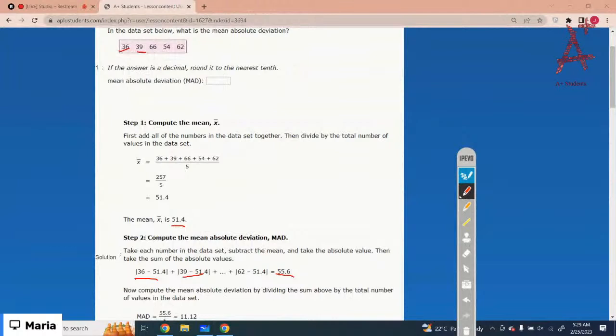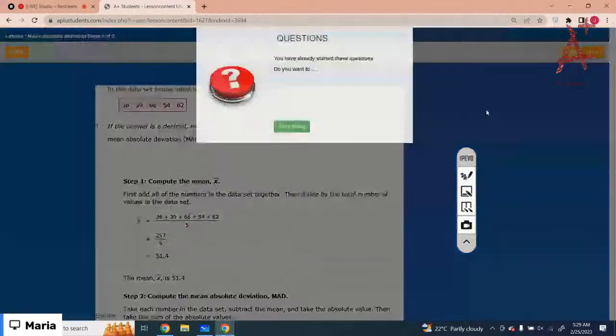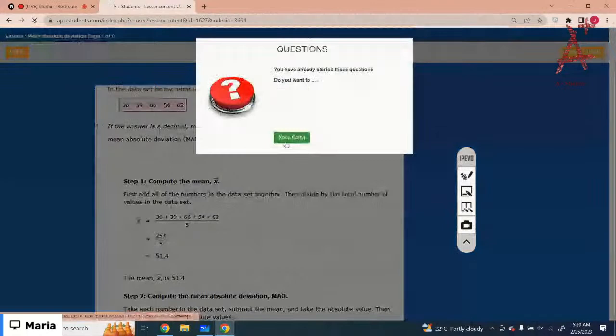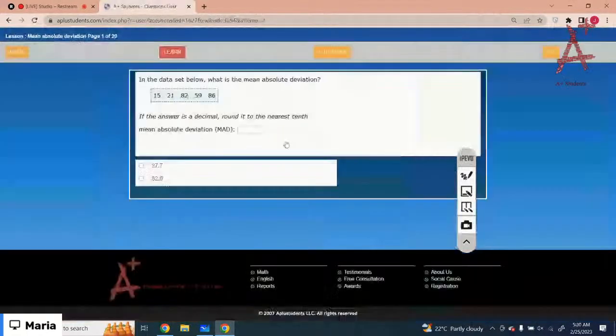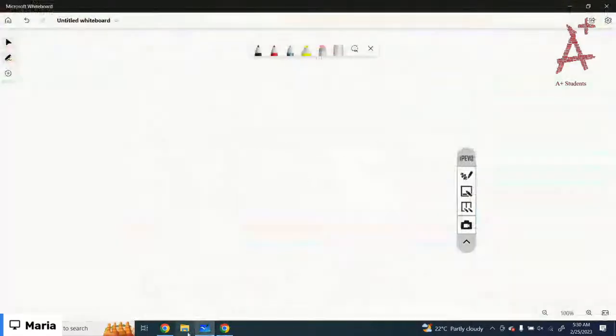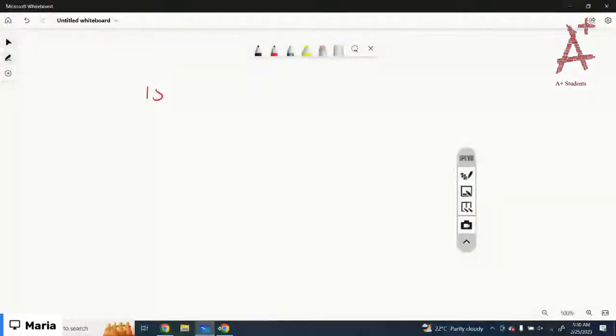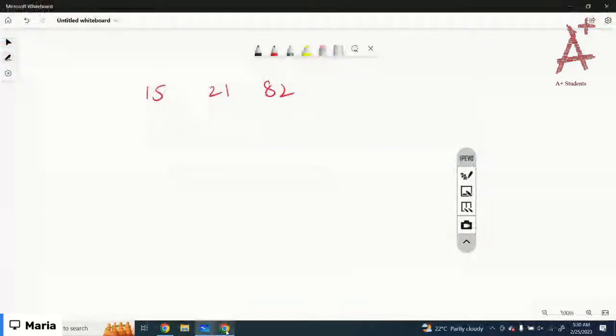Let's just start with the first example. Let's see how to calculate mean deviation, mean absolute deviation. Okay, the data is 15, 21, 82, 59, and 86. Let me just write them down on the board.